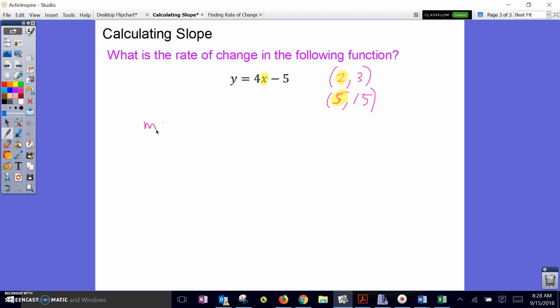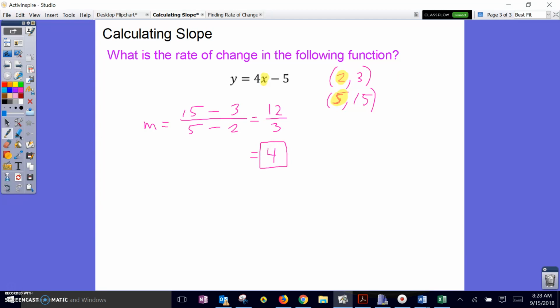If I find the slope this way, I've got 15 over 5, line those up, and I've got 3 over 2, line those up. I do the arithmetic, and I get 12 over 3, which reduces to 4. So 4 is the rate of change in this function.